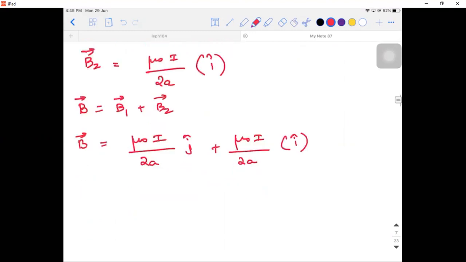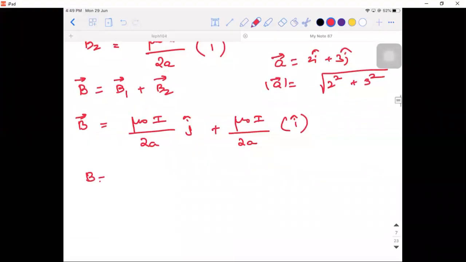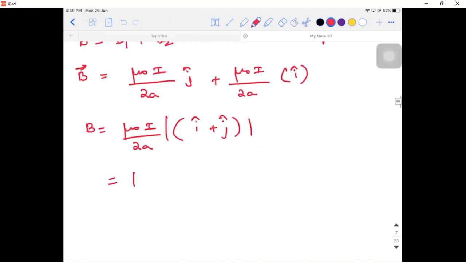Now if I ask you the magnitude, what will you do? Suppose you have A vector equal to 2I cap plus 3J cap. If I ask you the magnitude of it, what will you say? Square root of 2 squared plus 3 squared. So you do the same thing here. Mu naught I by 2A will come out. What is left inside? I cap plus J cap is left inside. You take the magnitude of this, so root 2 times mu naught I divided by 2A is the required answer.